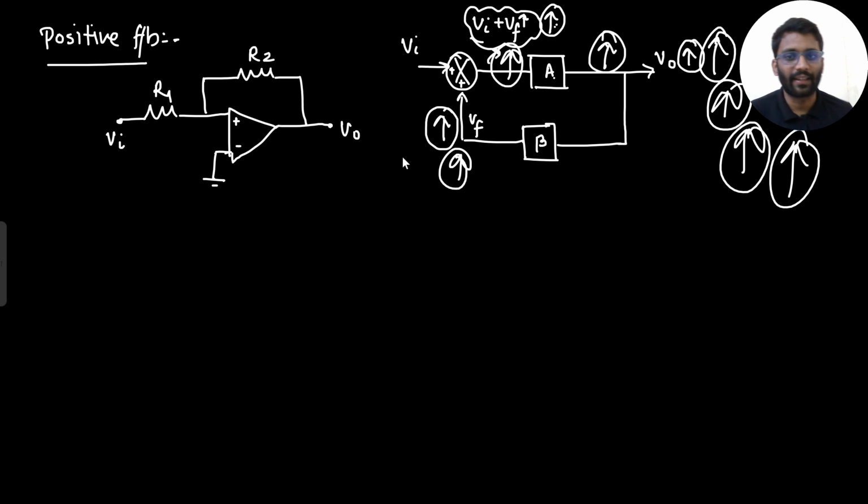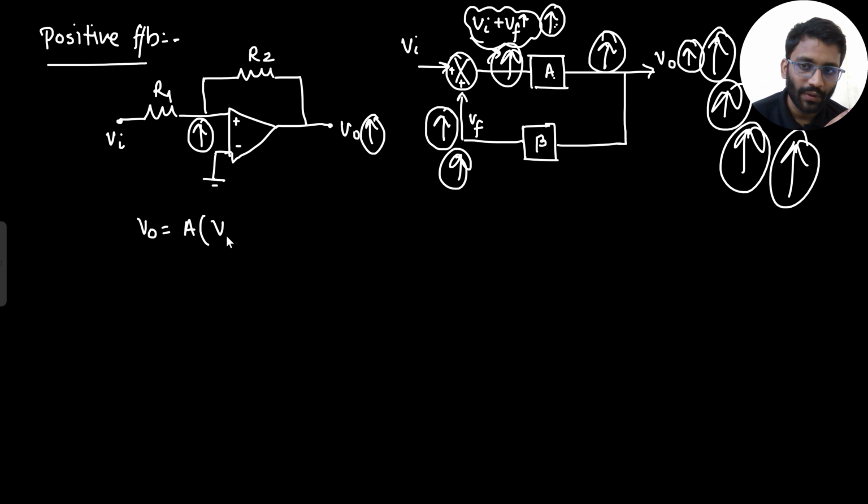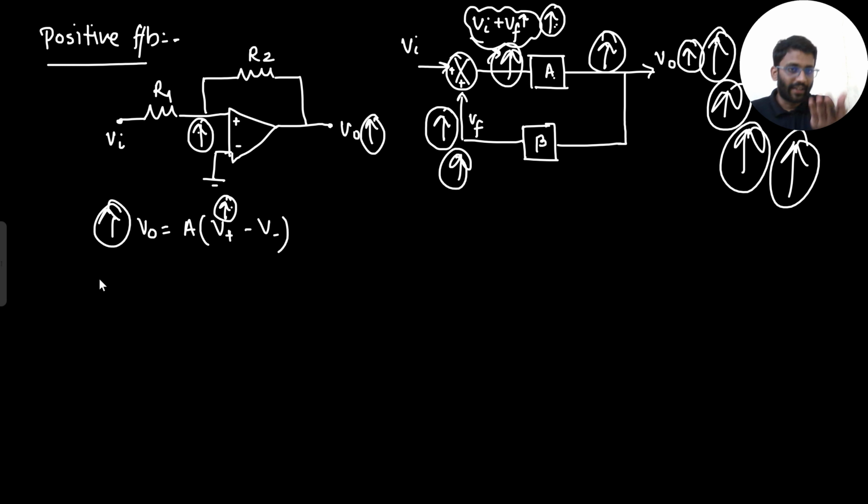Let's check in the circuit analysis. If my V naught is increasing, what will happen? This node will increase. And what is my output? My output is A into V plus minus V minus. So if my V naught is increasing, this node will increase, this value is increasing, and my output will increase. So if I try to increase my V naught, my V positive node increases, and because of that my V naught value increased. So it keeps on increasing and my output will be unstable.